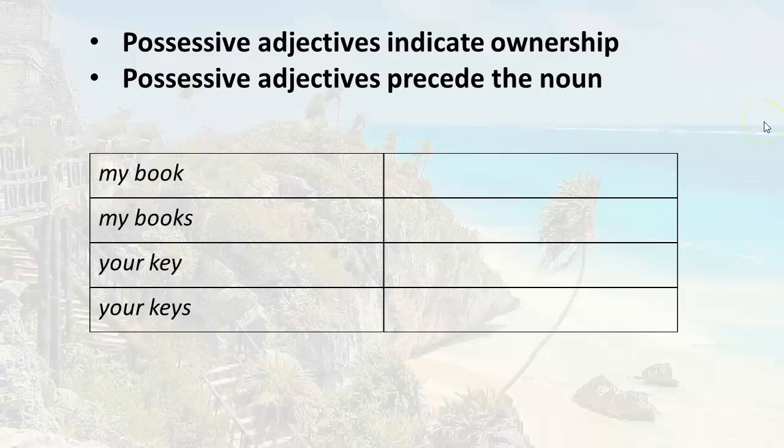Let's look at some examples to put things into context. Remember that possessive adjectives indicate ownership. Remember when we studied descriptive adjectives, the rule was that descriptive adjectives generally follow the noun that they modify. Possessive adjectives, on the other hand, precede the noun. My book in Spanish would be mi libro. Remember, libro is singular, so you'll pick the singular form. Mi libro. My books. Books is plural, so you have to use the plural form of the adjective, mis. Mis libros. Mi libro, mis libros.